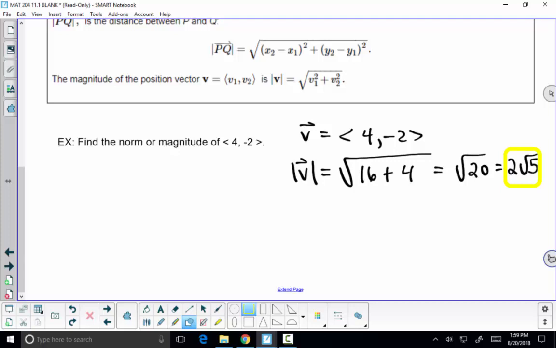Yes, so this equation right here, we have the components. So we're squaring each component, adding, and taking the square root. This formula is for if you didn't have components and you just had the coordinates.